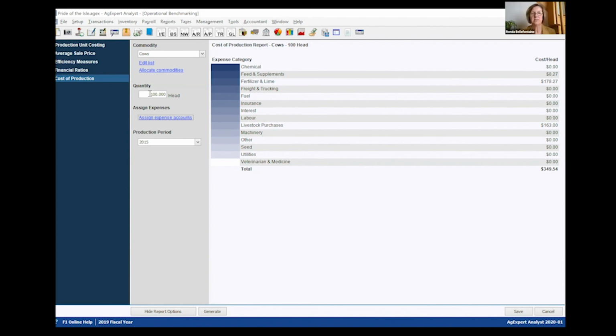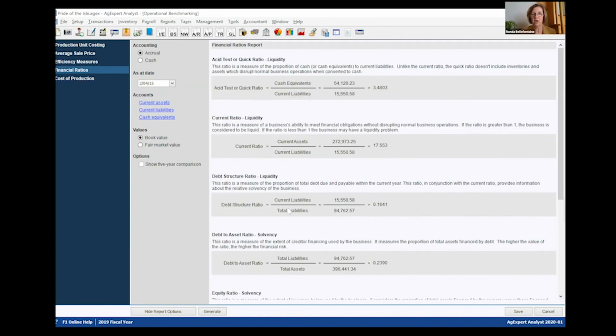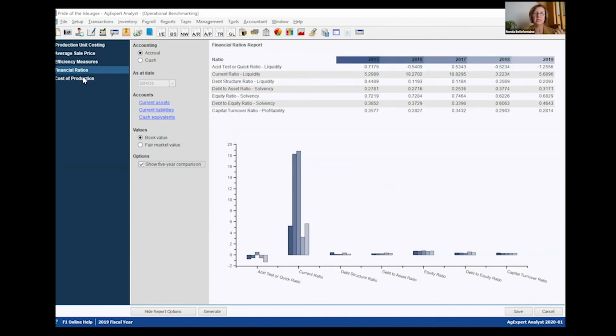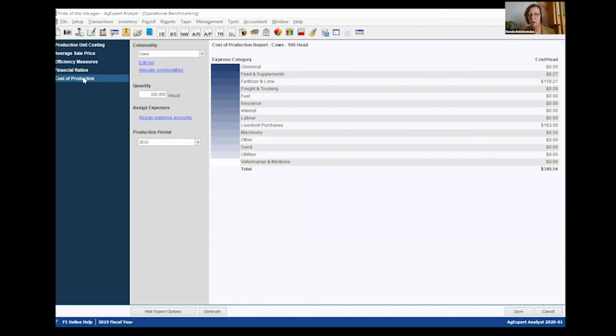reporting or analysis. You can do your financial ratios. You can do a 5-year report here on your financial ratios so that you get the trend over time, and then you can see it in the form of a chart. There's efficiency measures, production unit costing, average sale price. So these are some of the tools that are built in here. And in this software and in other softwares, they're all exportable so that you can export things to spreadsheets if you prefer to do further analysis.